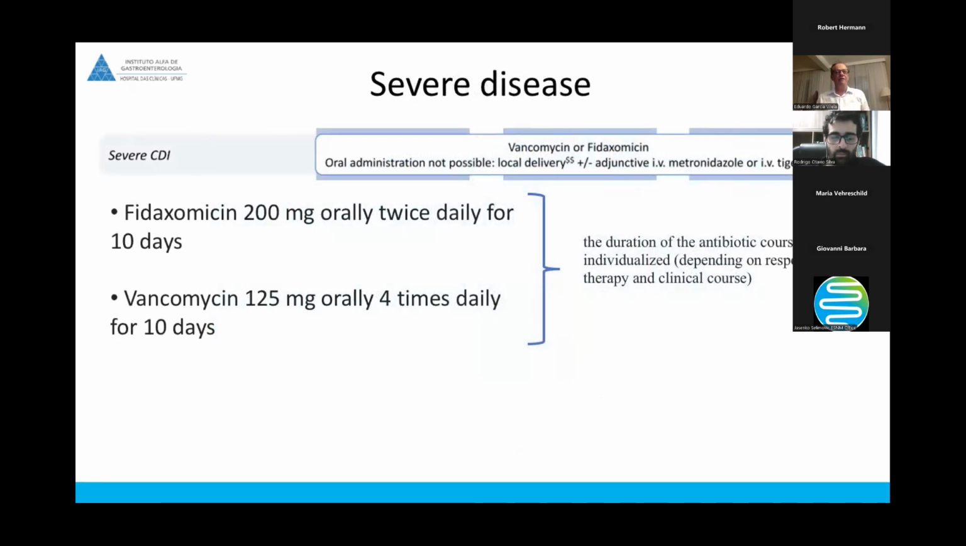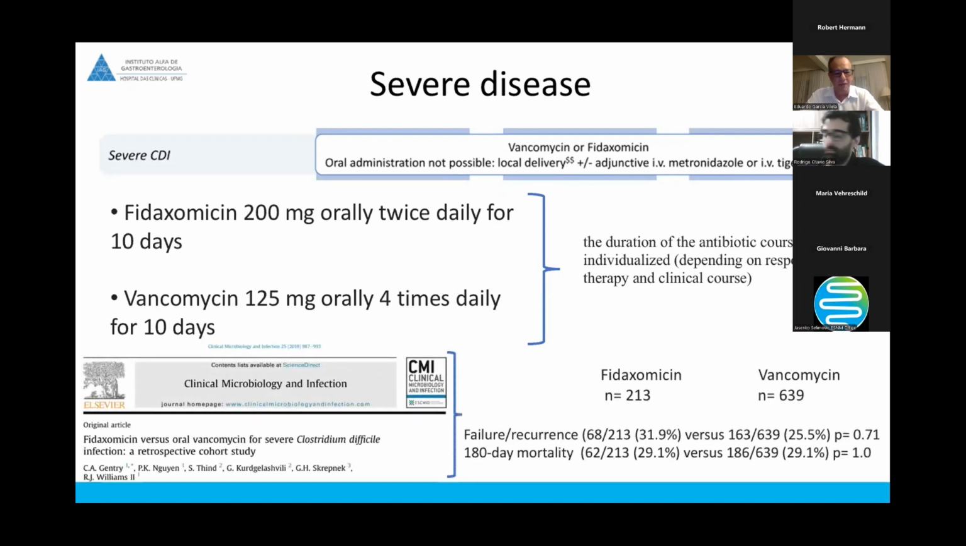When we have a severe infection, fidaxomicin can be used as the first choice. And in Brazil, obviously, we admit the patient to the hospital and we prescribe vancomycin in this dose. The duration of the antibiotic course can be individualized depending on the response to therapy or the clinical course of the patient.